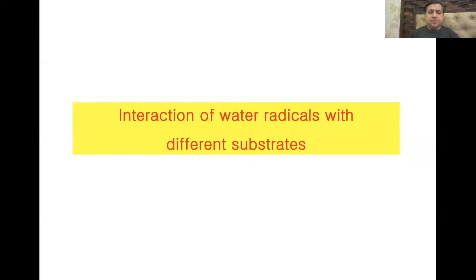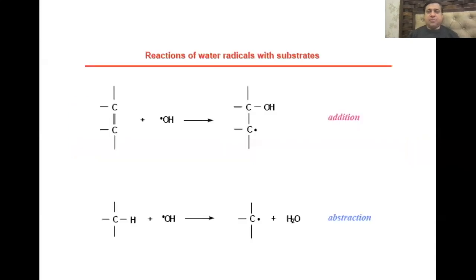Now, what happens when these free radicals, especially the hydroxyl radical, react with any unsaturated bond in the macromolecule? It leads to a reaction called an addition reaction. The hydroxyl radical itself attaches to one of the carbon centers, and then it leads to the generation of a radical center on the second carbon, which was involved in the unsaturated bond earlier.